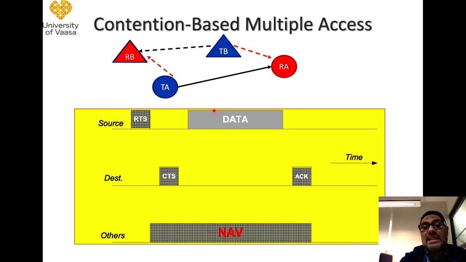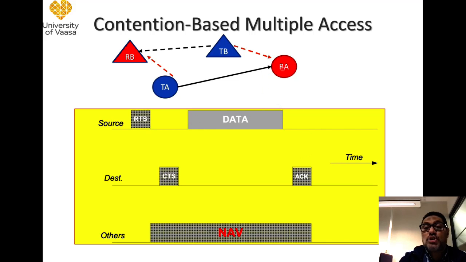Then if the receiver hears this RTS, it will also listen to the channel. If there is no one transmitting, then it will send a packet which means that it is clear to send. So now you can send because the channel is available. Once the clear to send packet is received by the transmitter, it starts to send the data.